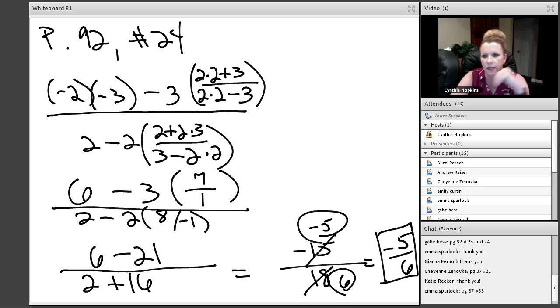Ta-da! All right, so I agree it looks like a mess at the beginning, but see how I'm trying to stay neat and getting organized and showing my steps and doing it in the right order of operations. Okay, let's see, Gabe, I hope that was helpful.